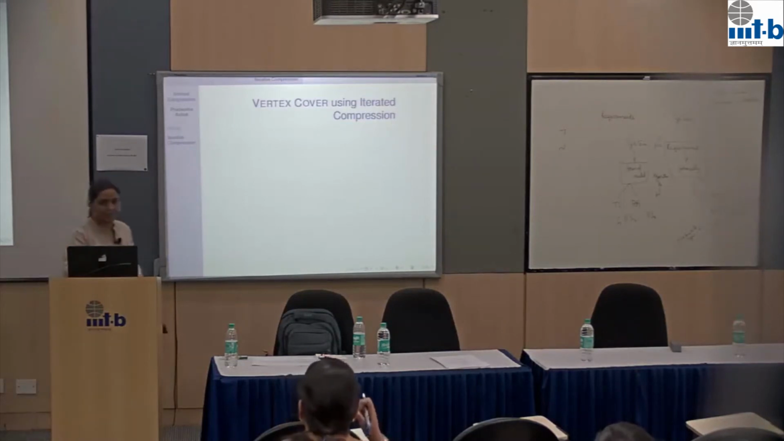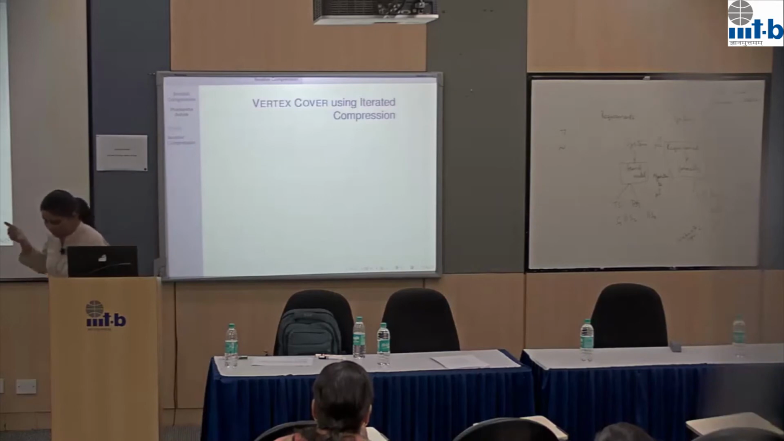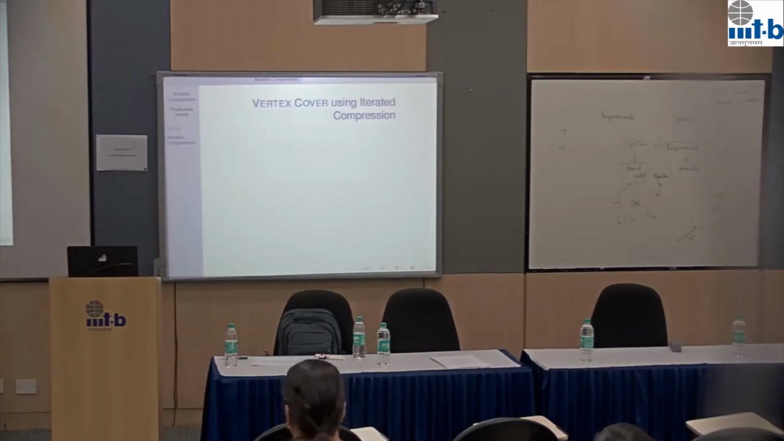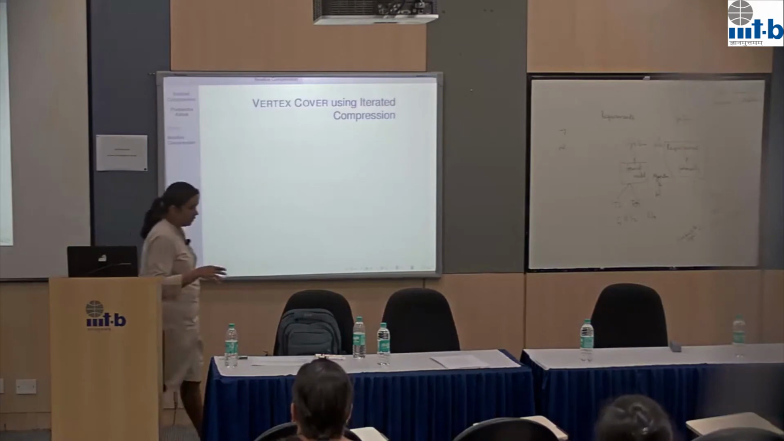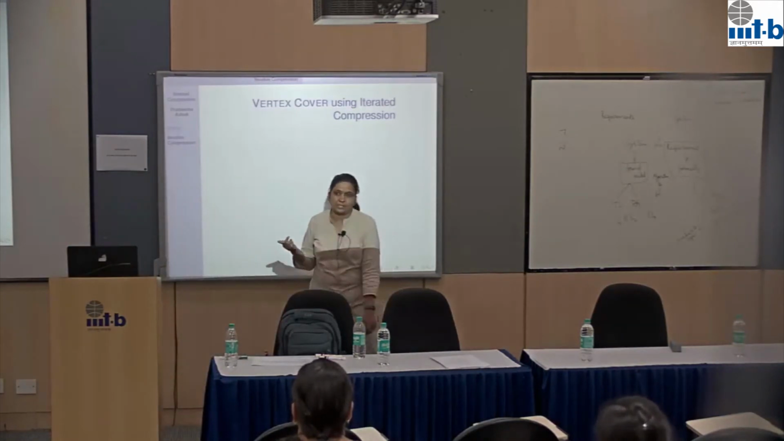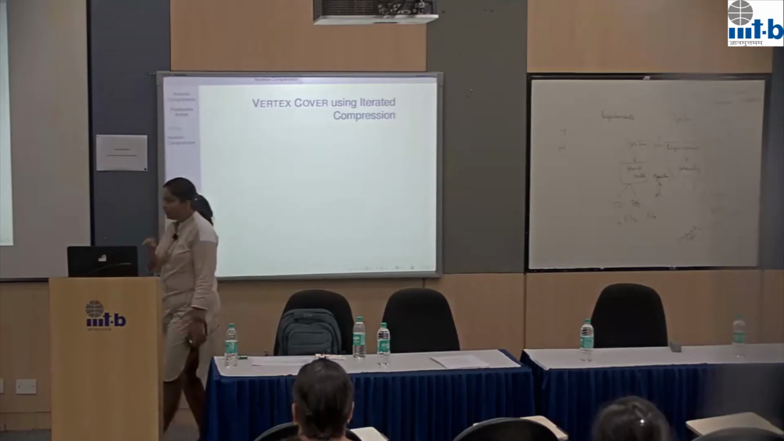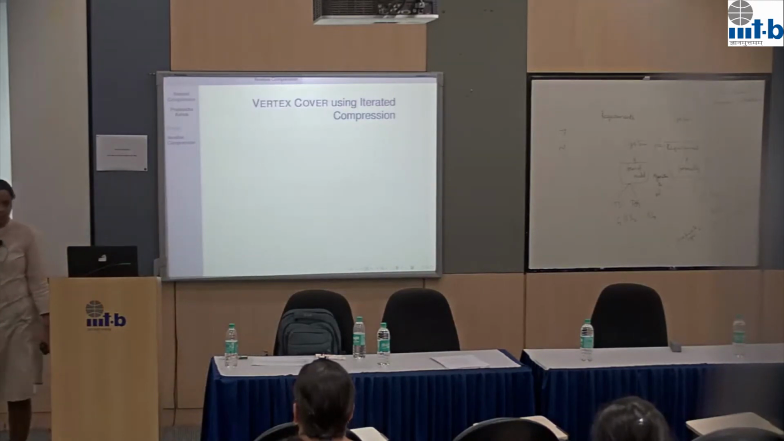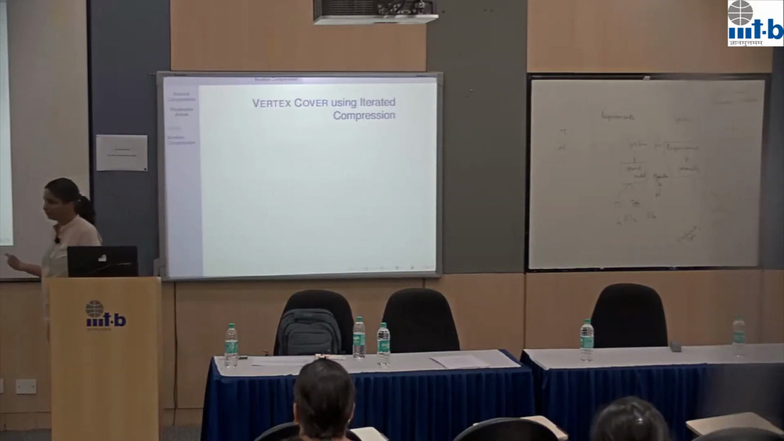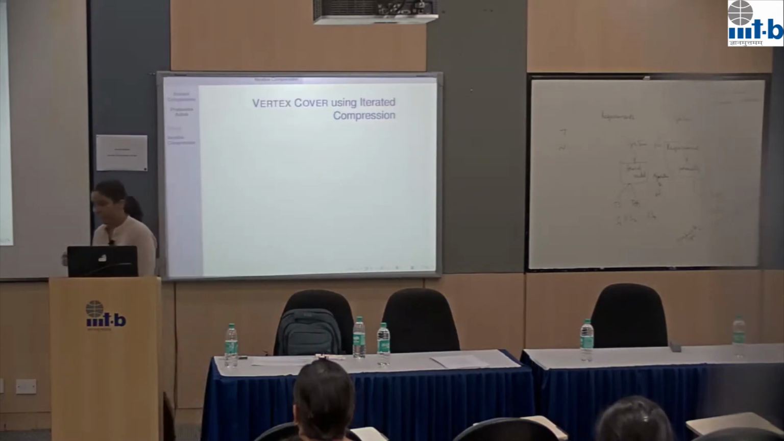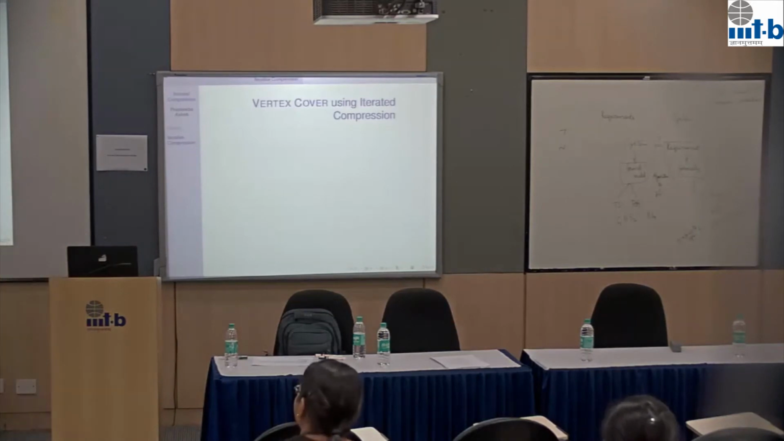So, vertex cover using iterated compression. What was the first step of iterated compression? Get a solution of size slightly larger than k. Given a graph G, you are looking for a subset of vertices such that for every edge, at least one of the endpoints is in this subset. That is a vertex cover, and you are looking for a vertex cover of size k. So you start with a slightly larger solution for vertex cover. And how do you get that solution?